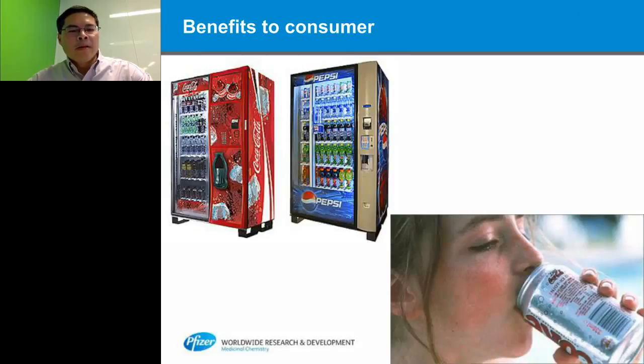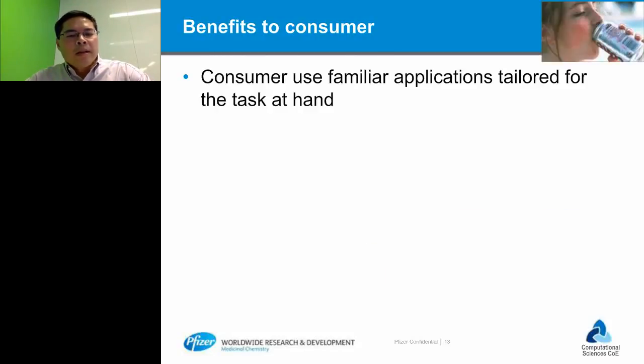And there are multiple benefits to the consumer as well. First is that the design chemist can just use whatever tools and applications they're already familiar with, probably chosen because of the task at hand. They don't have to learn a new system every time there's a new computational method available.